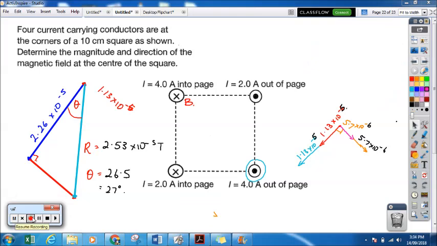Okay, just check your results here. Using Pythagoras' theorem, this resultant vector down here is 2.53 by 10 to the minus 5 Tesla, and this angle up here using tan would be this value over that, shift tan, and you get 27 degrees. It's actually 26.5, but we'll just go with 27 for mental calculation. Right, so we now know the magnitude. The hard part will be now determining this direction.